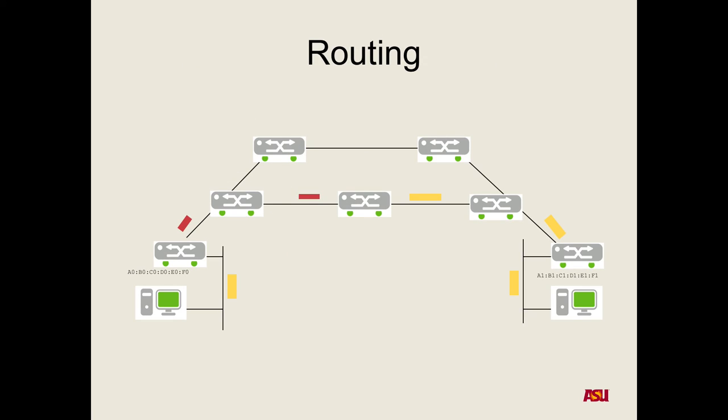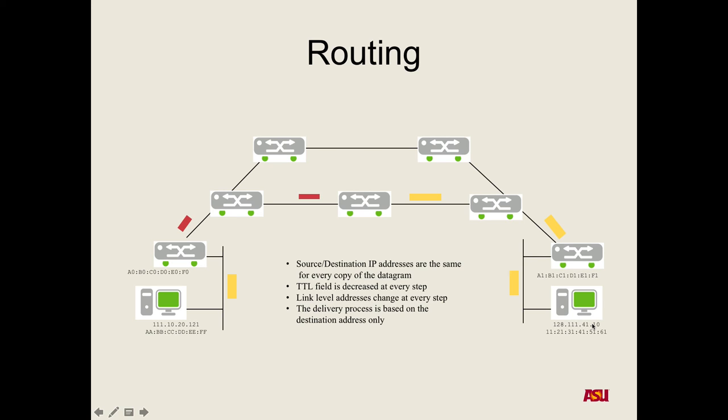Cool. So, we have two machines on completely different networks: 111.10.20.121 and 128.111.41.10. A key thing is that most of the IP headers stay the same for every hop. What changes? The TTL, yeah, is the main one that changes. And the checksum will change to update that, right?